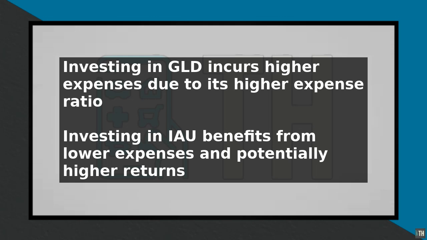Suppose you invest $1,000 in each ETF, and the price of gold increases by 10% over the next year. With GLD, you would incur higher expenses due to its higher expense ratio, resulting in slightly lower returns. On the other hand, with IAU, you would benefit from lower expenses and potentially higher returns.